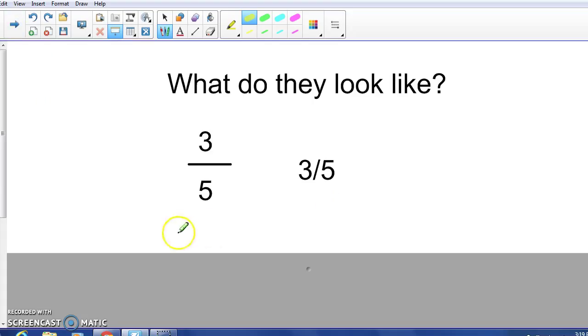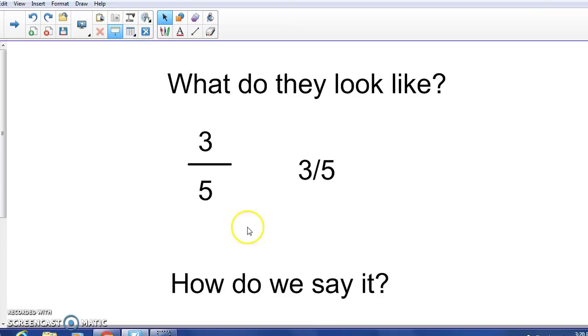Here's two different ways to represent fractions. On the left, I have a number 3, a line or a bar, and a 5 underneath. I also have a 3 to the left, then a slash bar, and a 5 on the right. Both of these represent the same fraction in two different ways. How would I say this fraction? We would say 3 out of 5, or 3/5.